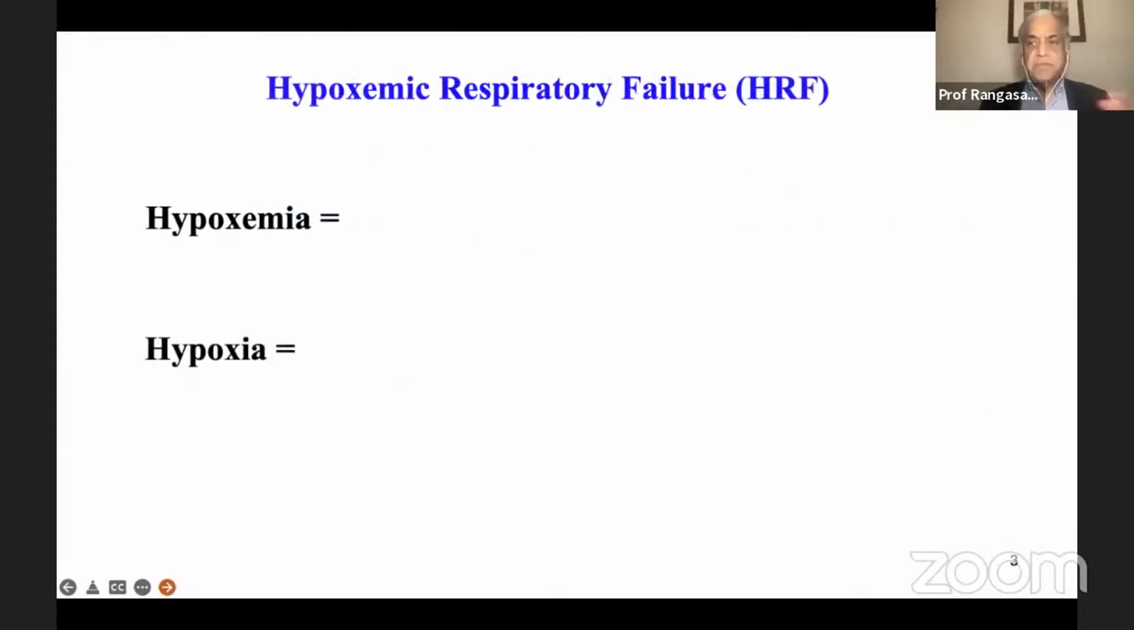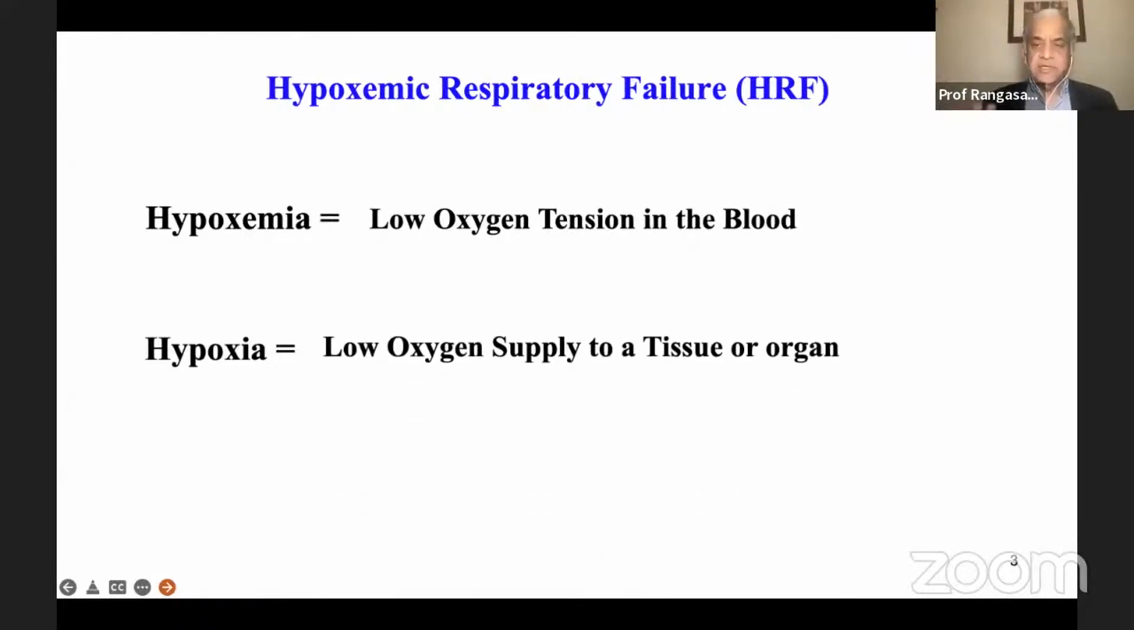First thing, let's make some simple things clear. What is hypoxemia versus hypoxia? The title on the program says hypoxic respiratory failure, but I'm actually going to talk about hypoxemic respiratory failure. So hypoxemia talks about low oxygen tension in the blood, low PaO2 or low saturation, whereas hypoxia refers to low oxygen supply to a tissue or organ. And I'm not doing any hemodynamics today, so I'm mainly focusing on hypoxemic respiratory failure or HRF.